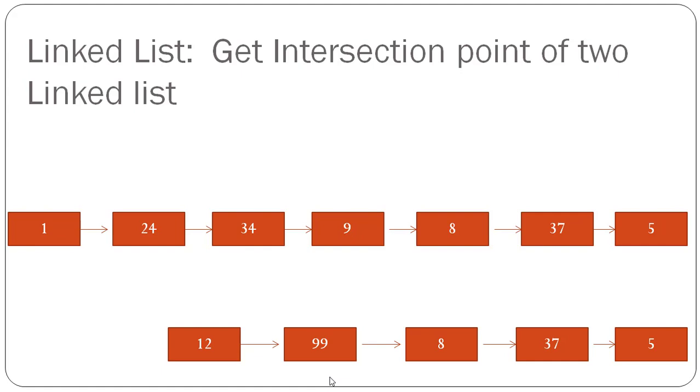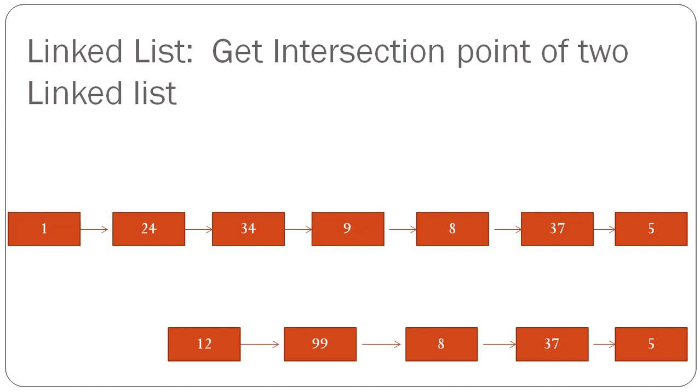So our aim is to get the intersection point of two linked lists. We have the first linked list and we have the second linked list. If you see, from 8 all elements are the same. So 8, 37 and 5, and similarly here also we have 8, 37 and 5. So we have to find this 8, because this is the intersection point after which all elements are the same, right? So our answer should be 8.